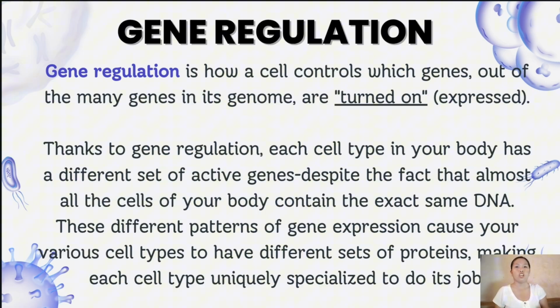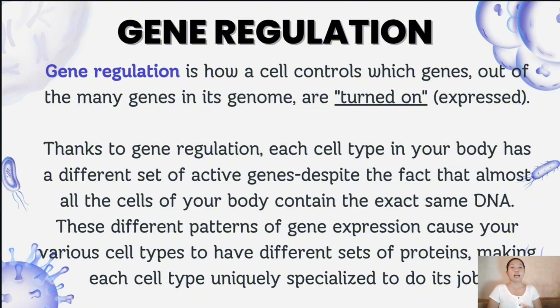So just like, for example, all of your cells have a gene for hemoglobin, which carries oxygen, right? Hemoglobin carries oxygen. But only your red blood cells actually turn it on to express it. So your skin cells have the same gene but keep it turned off because they don't need to carry oxygen. So basically, gene regulation is the control of gene expression.